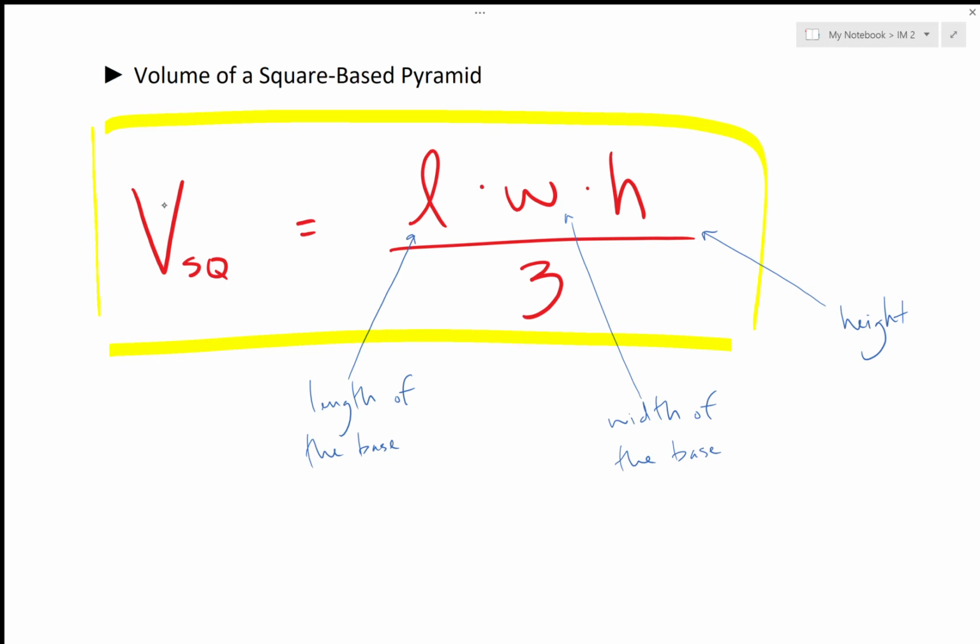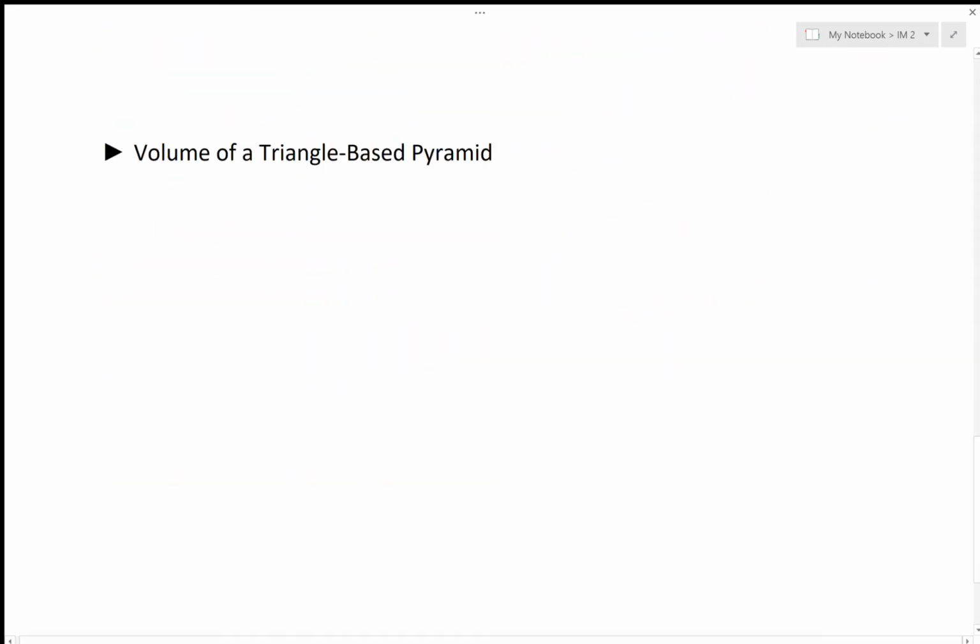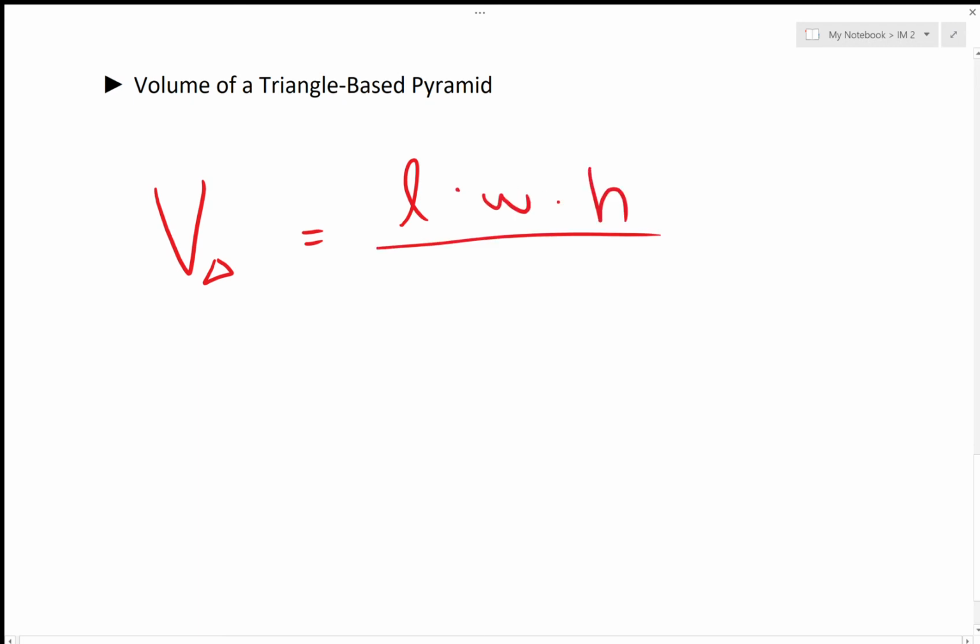Moving on. Volume of a triangle-based pyramid. The base of the other one was a square. The base of this one's going to be that right triangle shape. So the volume of the triangle-based pyramid is very similar. It's going to be L times W times H, length, width, height, but this time it's going to be divided by 6. Same kind of setup: length, width, height.